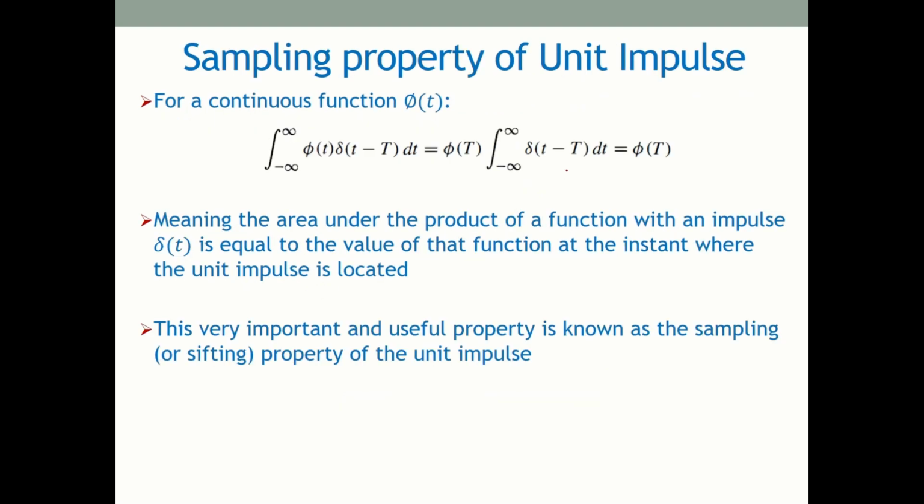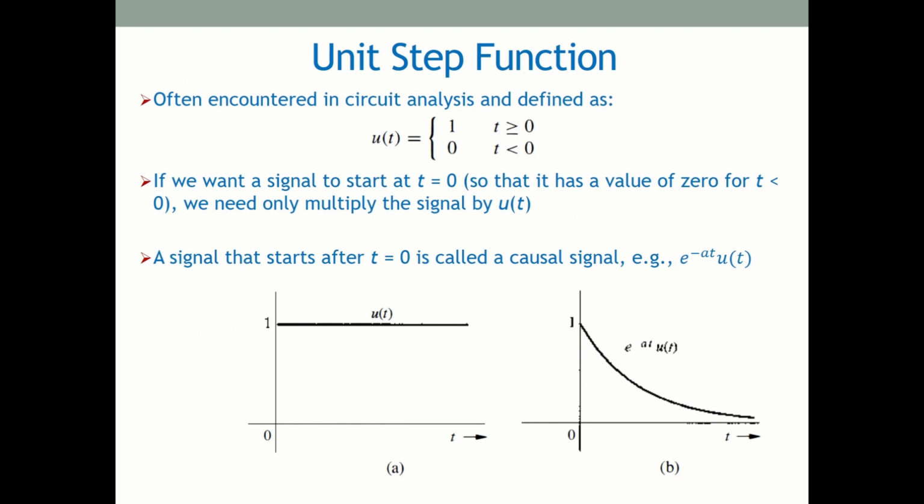From the unit impulse, there is an important property called the sampling property. If we multiply a unit impulse with a signal, we will get the value of that signal at the particular time where the unit impulse exists. This unit impulse will exist at time capital T. There will be an impulse at this point T. When we multiply this with the signal, the value that we get is the value of the signal at that particular time T. This is called the shifting or sampling property of the unit impulse.